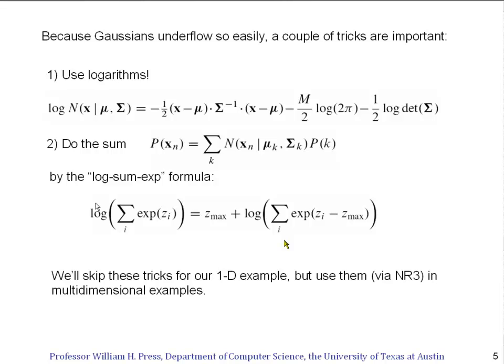Well, what did I accomplish by that? You'll see that what I accomplished by that is I'm pulling out the dominant term in the log sum exp, and then all these other terms are all 0 or negative because the z_i is less than z max. And then if these exponentials underflow, I don't care because I've already gotten the dominant term. And of course, in general, most of them won't underflow, but some of them will, and you just don't care. So these are tricks. We're actually going to skip these tricks in our one-dimensional example, but in the next segment, in Numerical Recipes 3rd edition, they are implemented, and we're going to use that code.